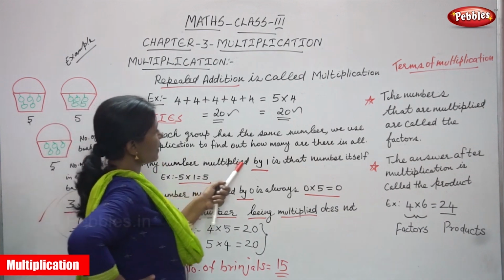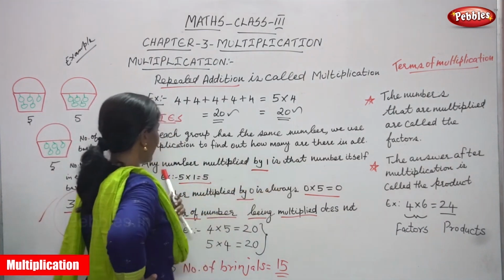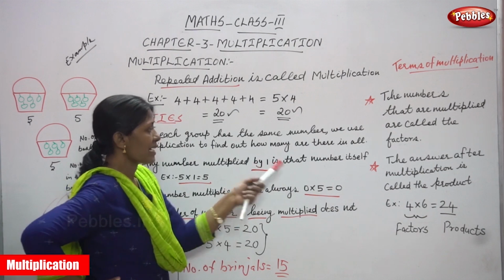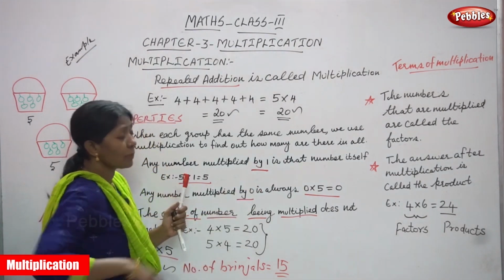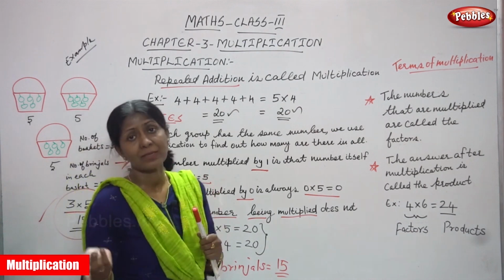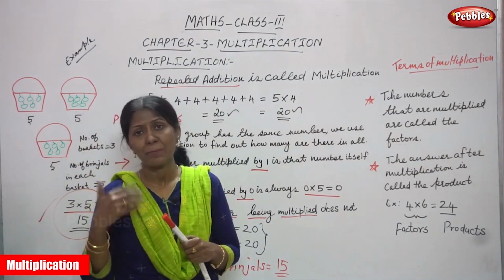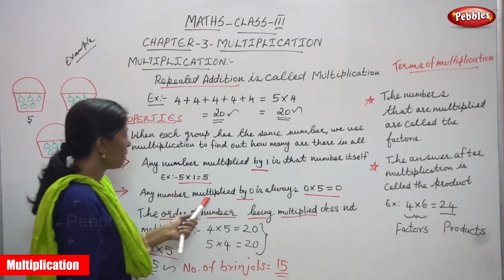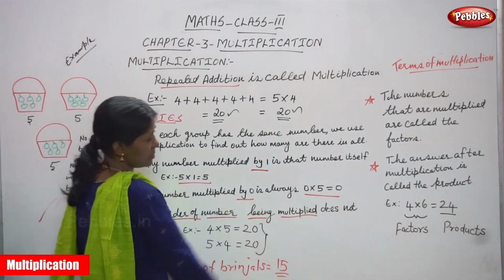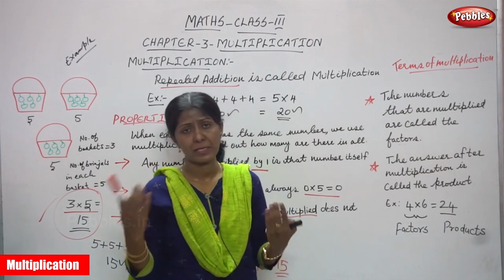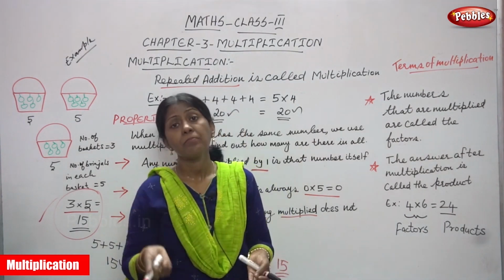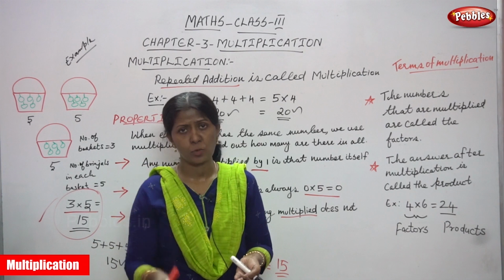Next one: any number multiplied by 1 is that number itself. 5 into 1, you can get 5. That means, as I have told you, if you multiply by 1, you get the same number, otherwise we can call it the number itself. Next one is, any number multiplied by 0 is always what? 0. So if you multiply any number you choose by 0, you can get only 0.